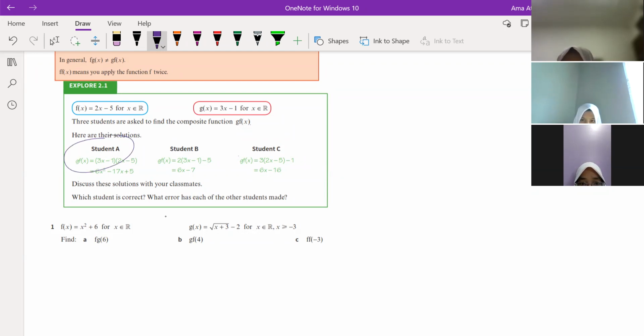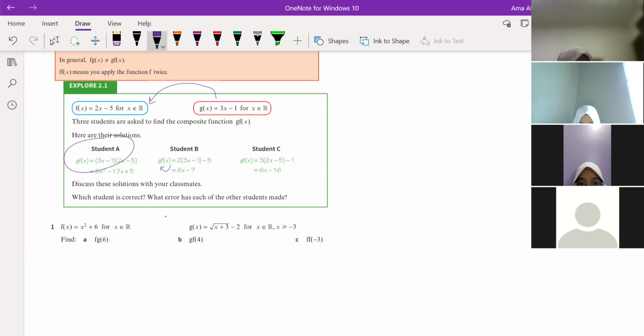And student B is inserting the function of f into the function of g. Inserting g into f means we are going to change x in f of x with 3x minus 1. So, changing x to 3x minus 1, and therefore student B got this answer.